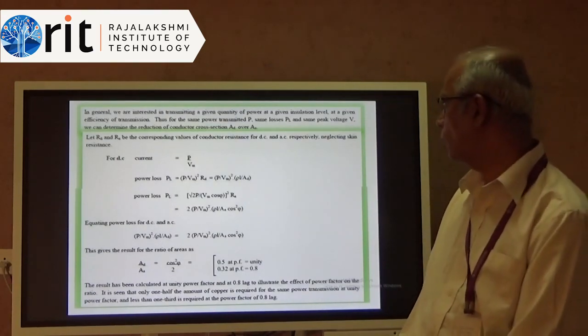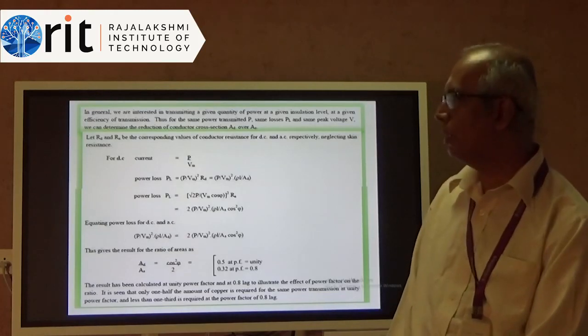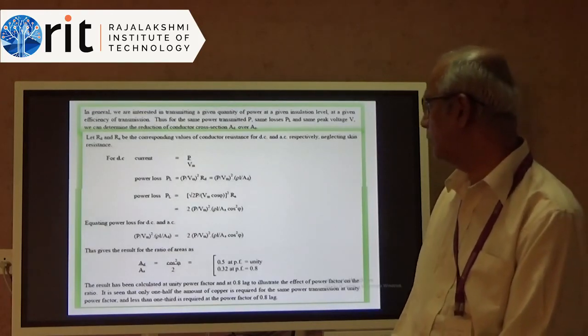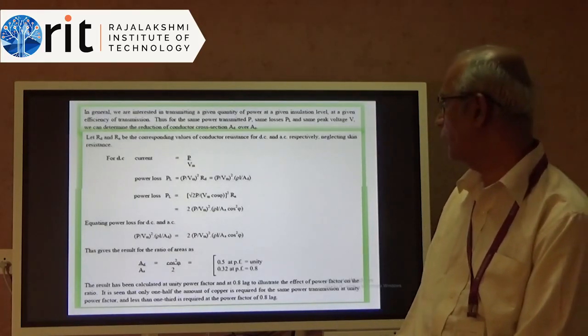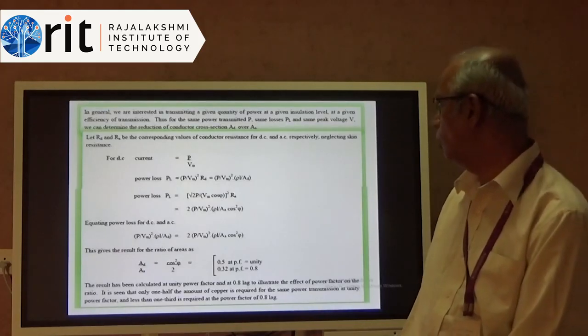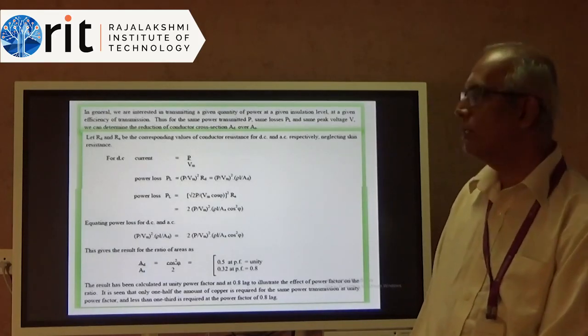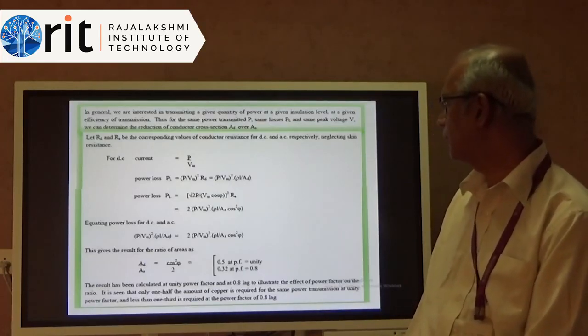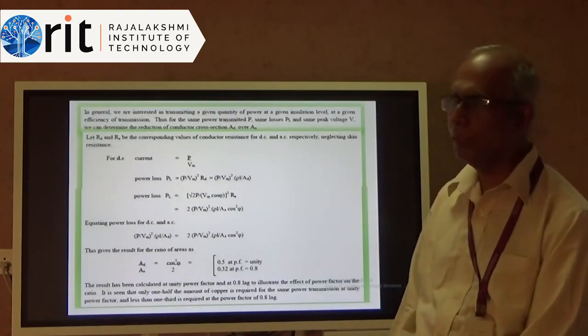So the RMS current squared times RA will give you the power loss on the AC circuit. That will work out to 2 times (P by Vm) whole squared, and then we have this rho l divided by A cos squared phi. Expanding this expression for RA as rho L by A, right?